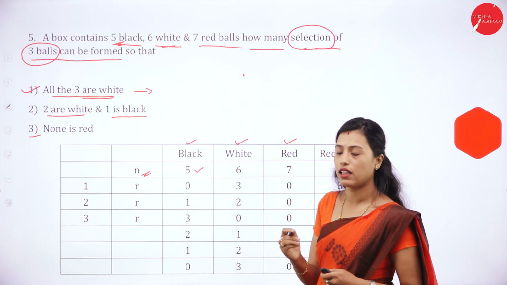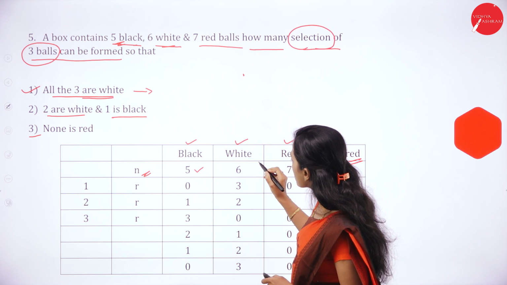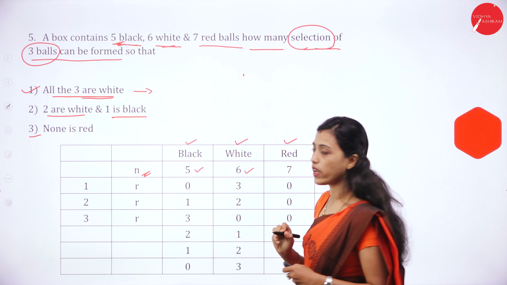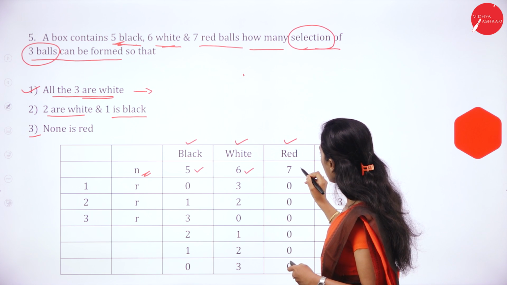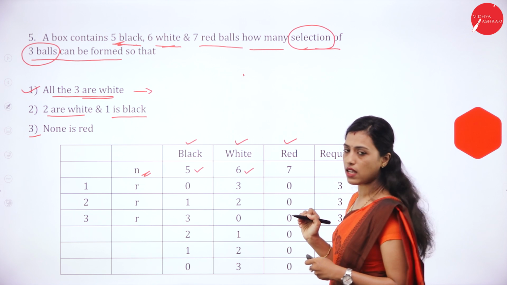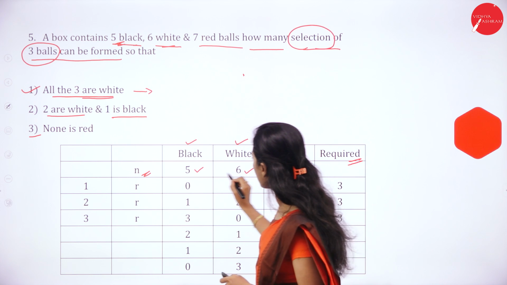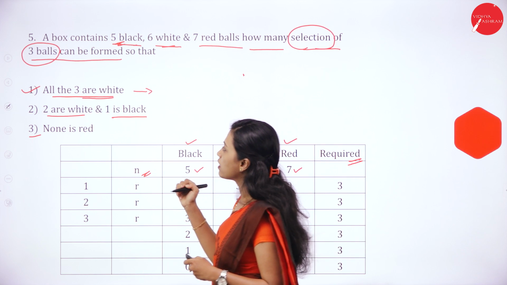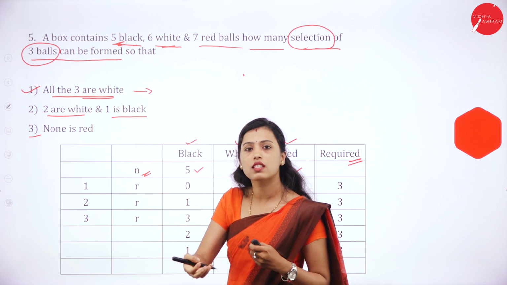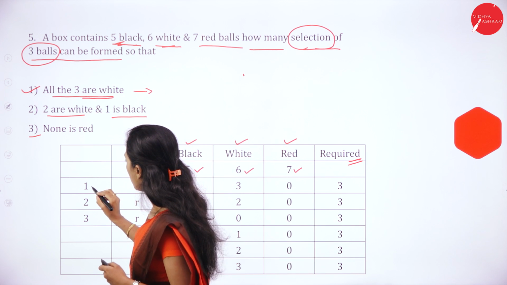It is N. Then, how many white color balls are there? There are 6 white color balls. Then, how many red color balls are there? There are 7 red color balls. This is N. Now, what is R? There is a condition. We are going to select. That is R. So, first one.